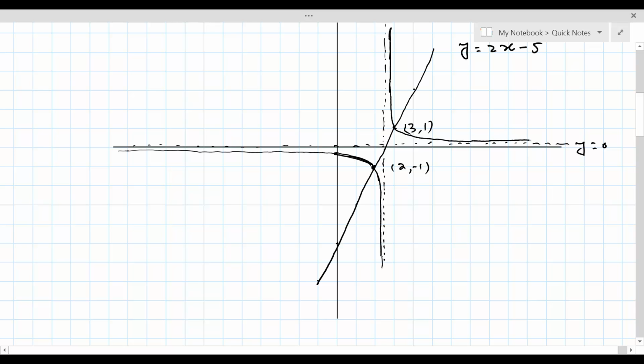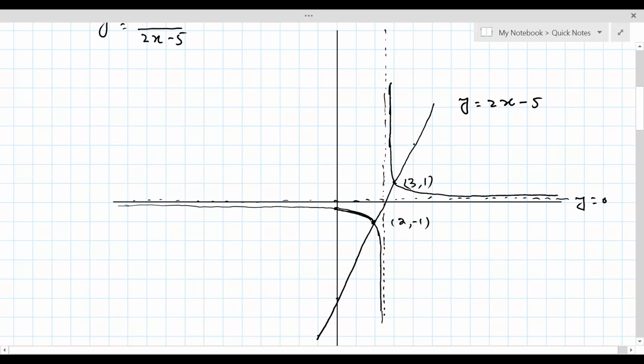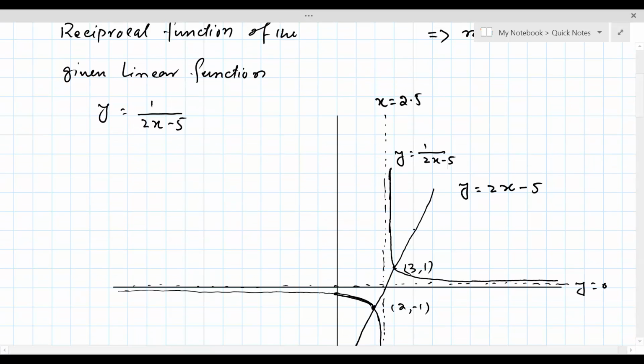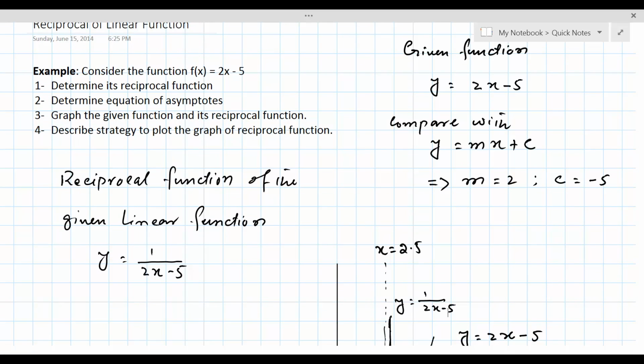So this is exactly the graph of the reciprocal function. This is the graph of y equal to 1 over 2x minus 5. So now you know, if we find these pieces of information about the graph of a reciprocal function, if we find asymptotes, invariant points, and intercepts, it becomes a lot easier for us to find out how the graph of the given reciprocal function will be. So that's it for now. We'll see you in the next lesson.